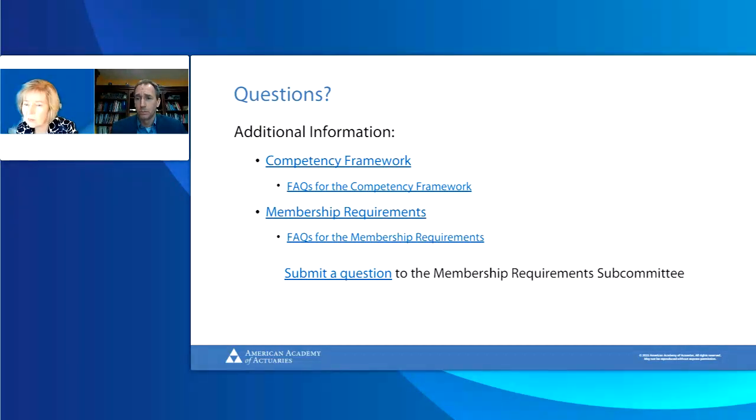Okay. This is one that you may know the answer to, Tim. Okay, so moving on. How does the Academy's responsible actuarial work differ from what the EAs need to obtain that credential?